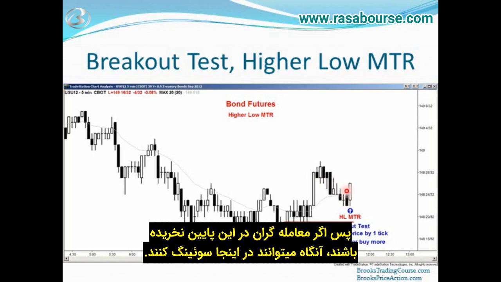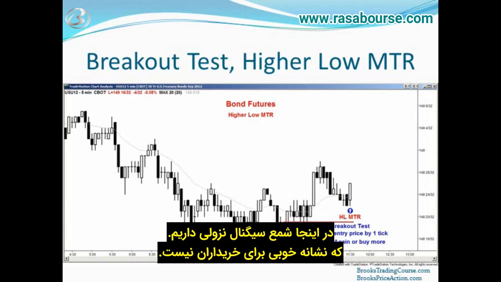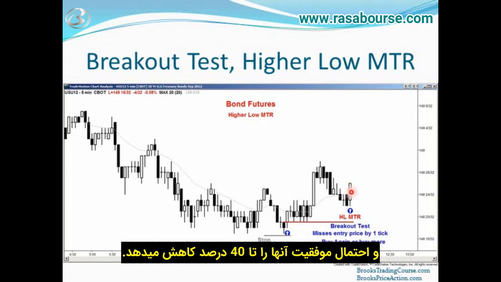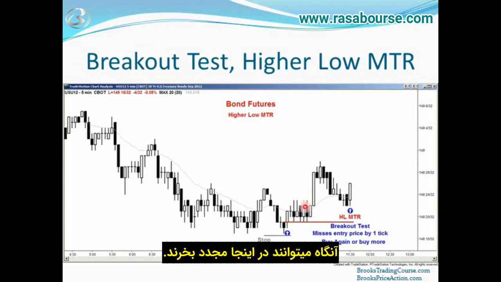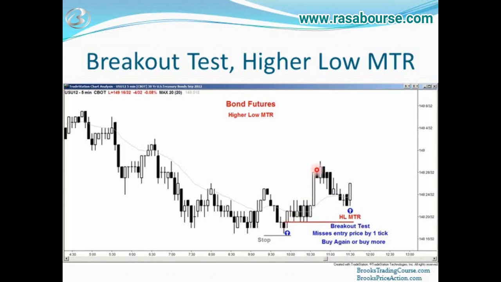So if traders did not buy here, they can take a swing trade here. Again, bear signal bar, not good for the bulls. That lowers the percentage, maybe to 40%. If traders bought here and exited, let's say, half here, they could put their second half back on again here.